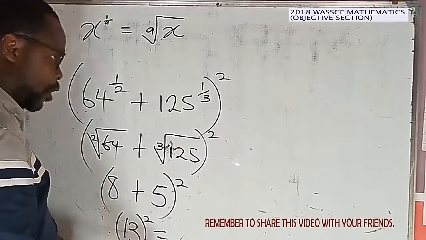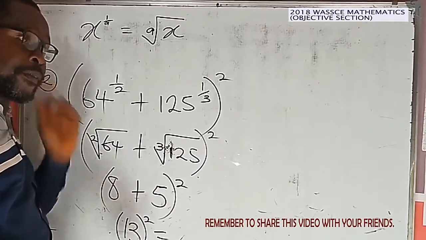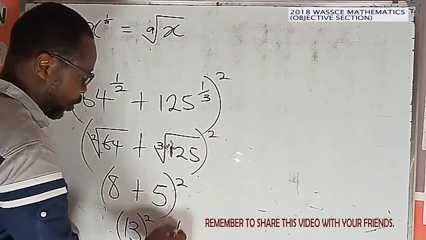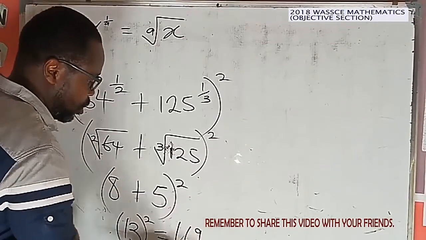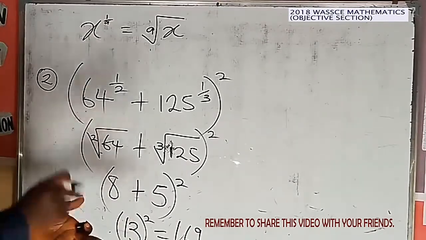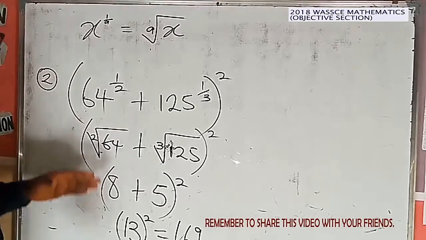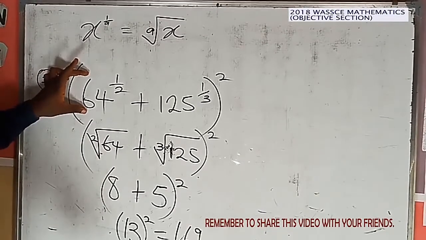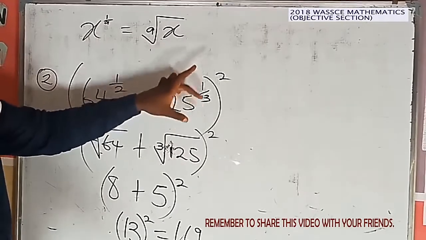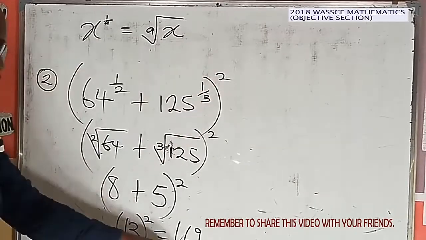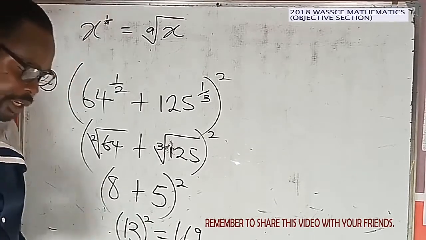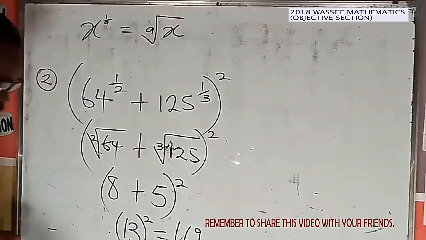Of course, if you're good with your perfect squares, you know that 13 squared will give us 169. Of course, if you're not that good, you have just to press 13 times 13 on your calculator. So you can simply say 64 raised to power 1 over 2 plus 125 raised to power 1 over 3, all squared, will finally give us 169. Is that okay? Okay, we take our third question.